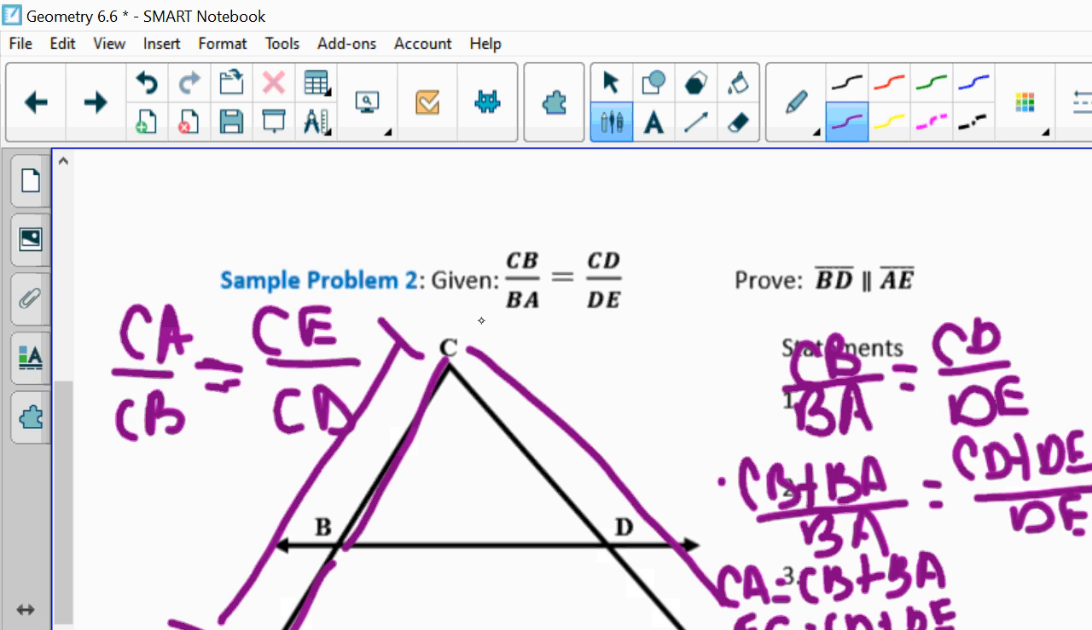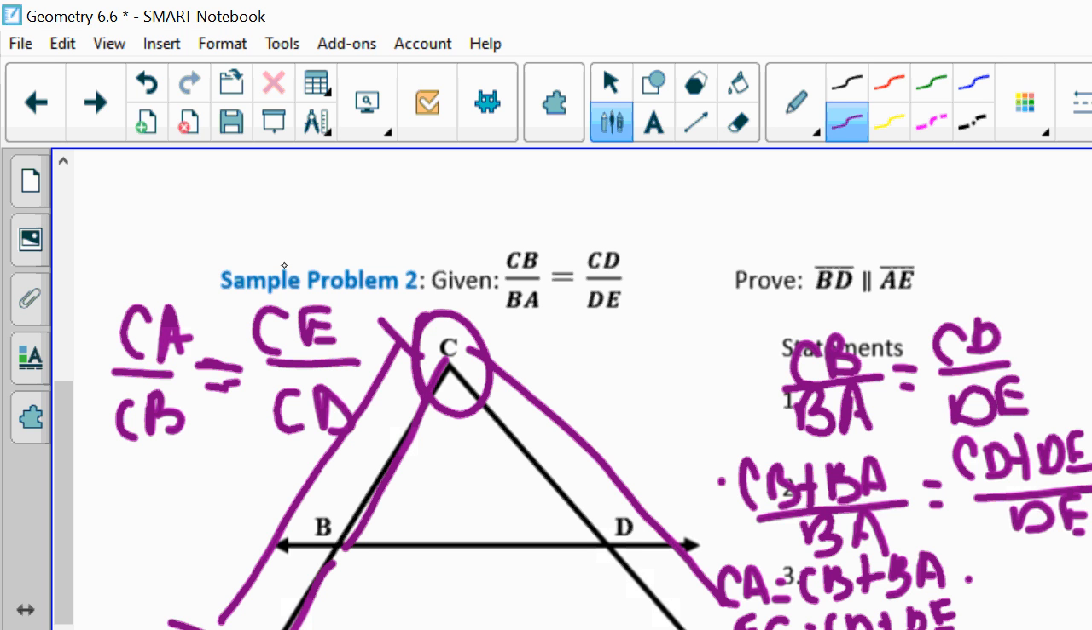So now CB plus BA, I can substitute that with CA. So I'm going to rewrite that CA over BA. CD plus DE I can replace with EC over DE. I replaced, so that's my substitution. Now I have what I said that I needed over here. So now I've got my sides are proportional.